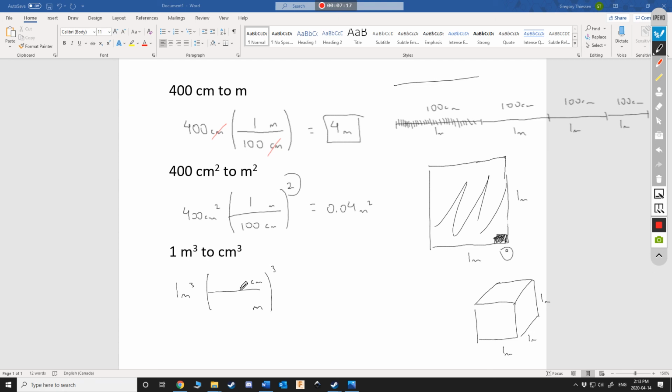Our conversion factor is pretty much the same, but it's just flipped. We know there's 100 centimeters in 1 meter. So we're going to go 100 to the power of 3, and we end up with 1,000,000 centimeters cubed. Just this many. 1 million centimeters cubed worth of stuff will fit inside a meter cube box.